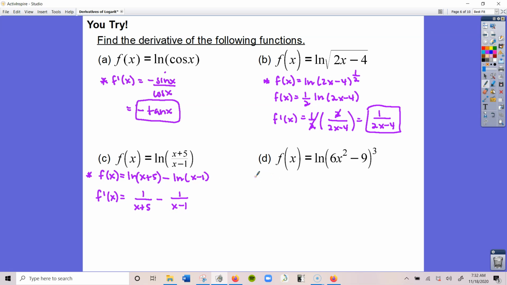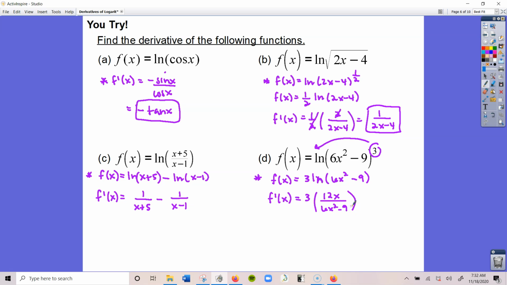For D, once again, I'm going to apply the power rule of ln and move the 3 and make it into a coefficient. So f of x is equal to 3 times the ln of 6x squared minus 9. So now that 3 just tags along, and when I find the derivative, I have 3 times the derivative of 6x squared, which is 12x, over 6x squared minus 9.